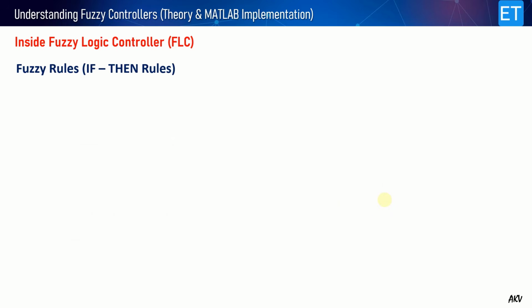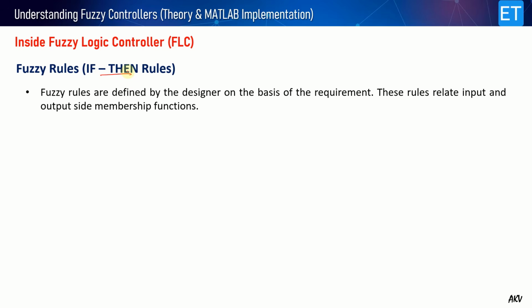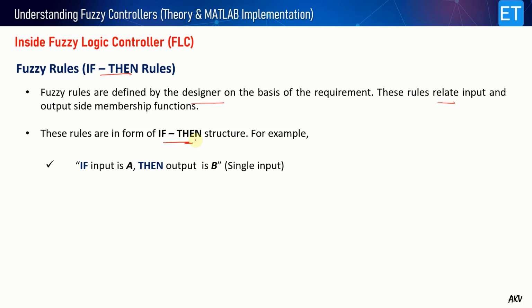Now come to the fuzzy rules. They are also known as the if-then rules. These fuzzy rules are actually defined by the designer on the basis of the requirement. It actually requires experience. These rules relate input and output side membership functions, and their structure is an if-then structure. For example, if your system has a single input, then the rule structure will be like this: if input is A, then output is B.